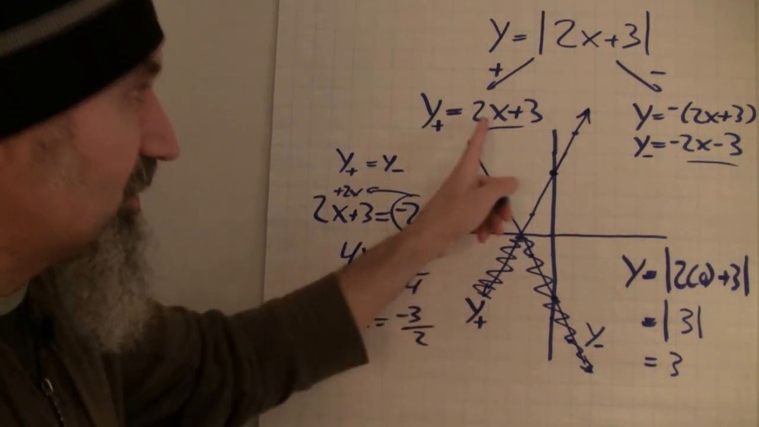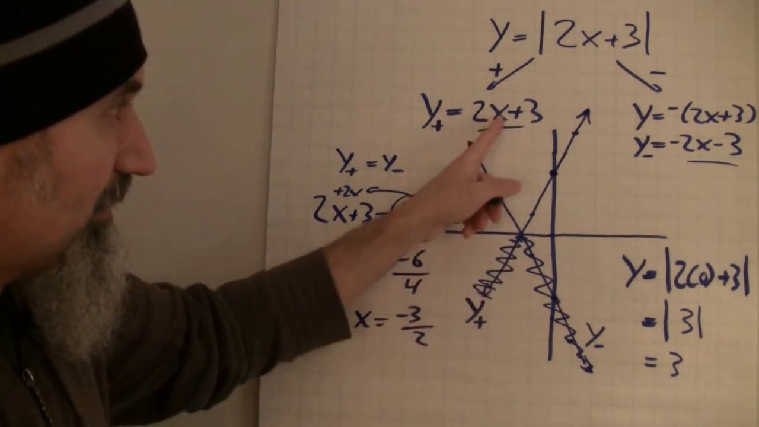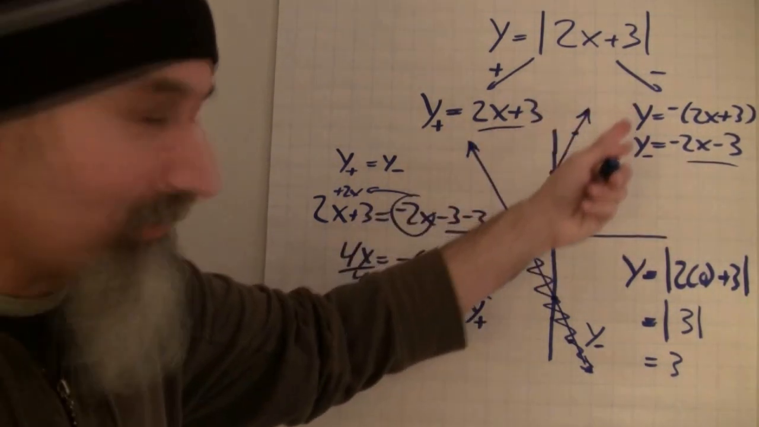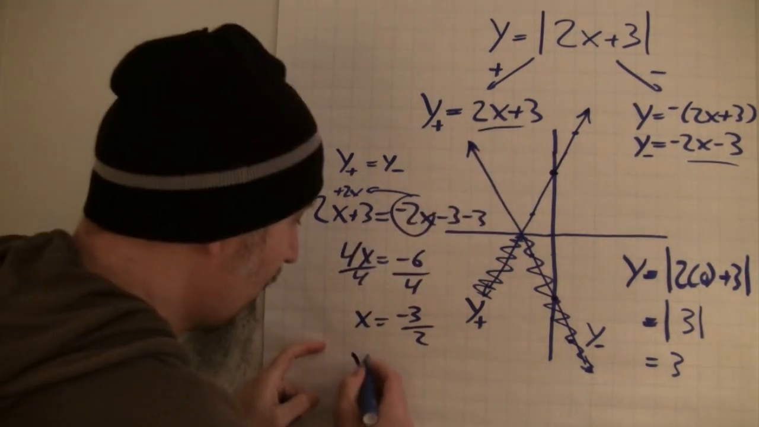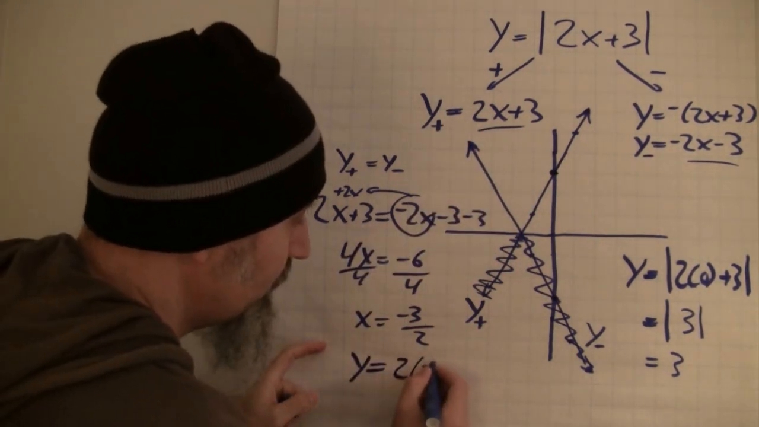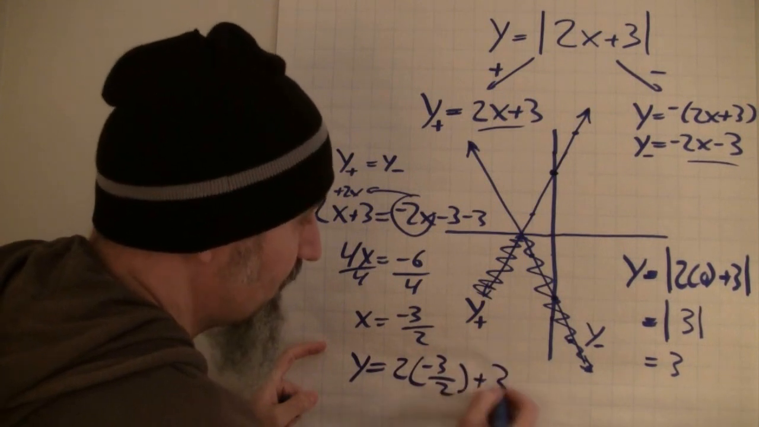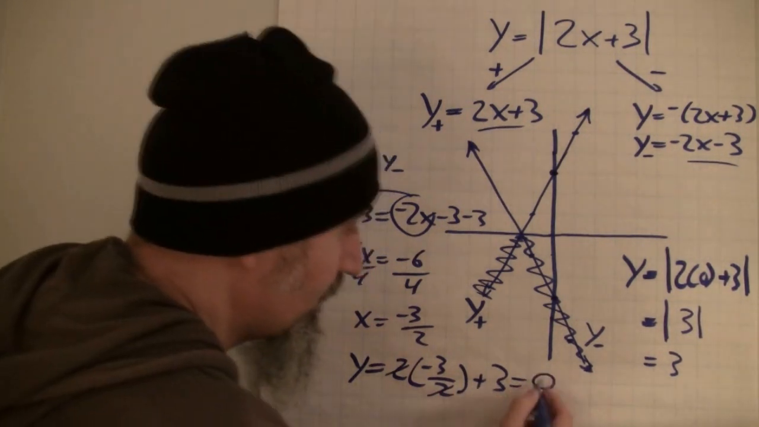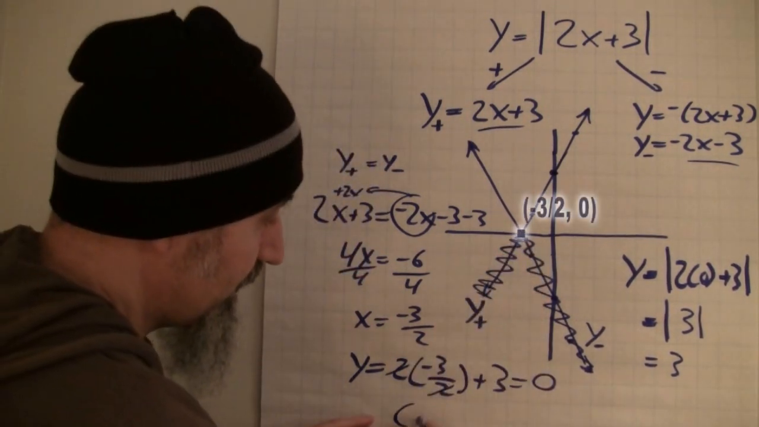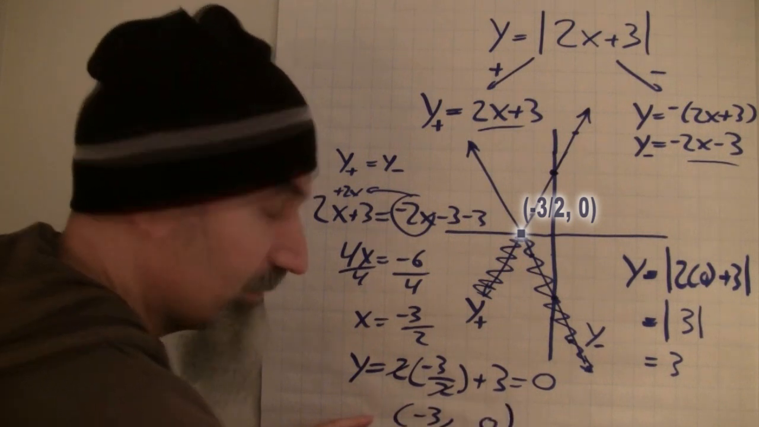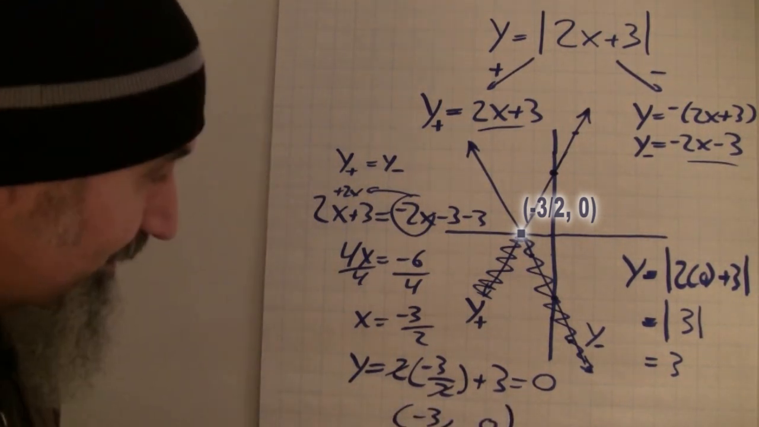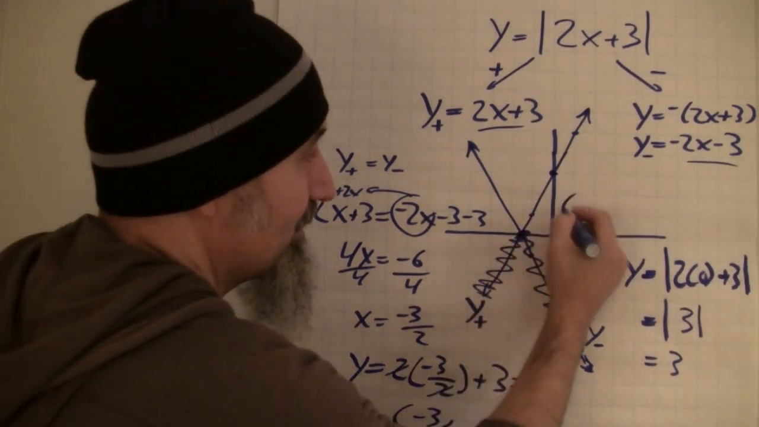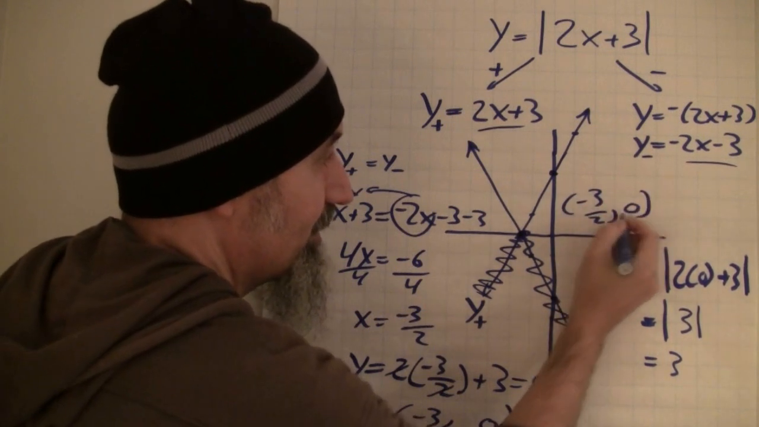To find our y position, we plug in this x value either here or here. Doesn't make a difference. Or here, really, right? Let's do it for this one. So y is equal to 2 times negative 3 over 2 plus 3. 2 kills 2. Negative 3 plus 3 is 0. So this point here is negative 3 over 2 and 0. Hopefully that's on the graph. I think it is. Okay. So this point here is negative 3 over 2 and 0.